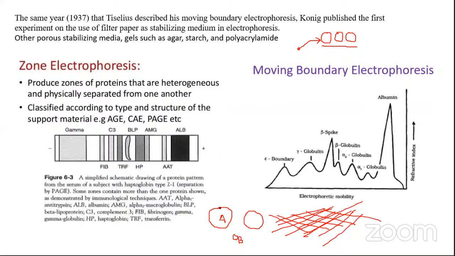Okay, so which molecule, according to you, under electric field, can migrate faster through the gel of this pore size? B can migrate faster. Yes, B can migrate faster because it is smaller in size, right?